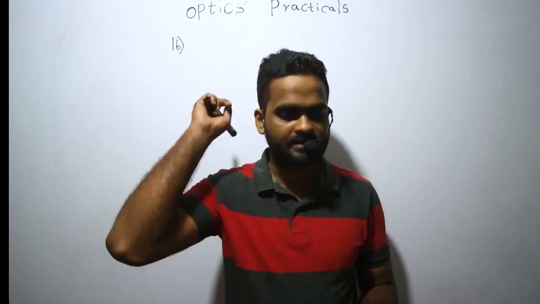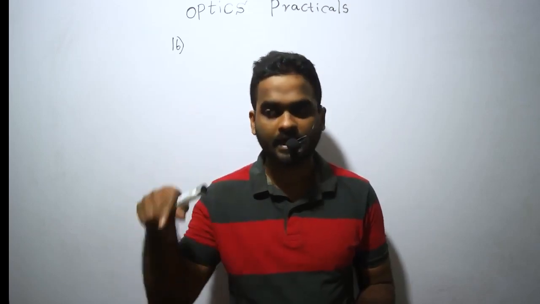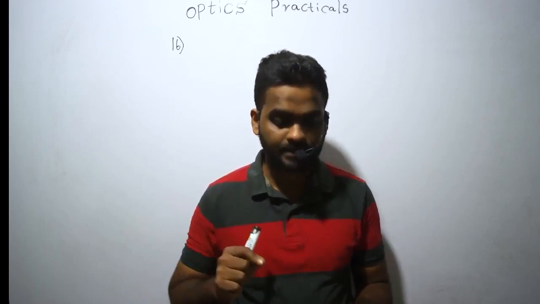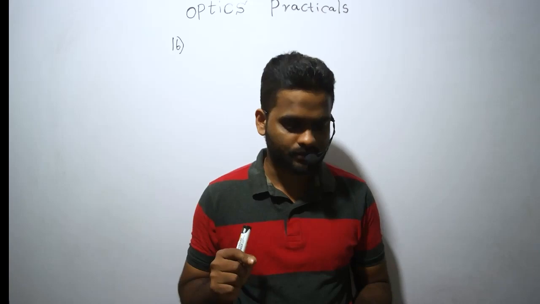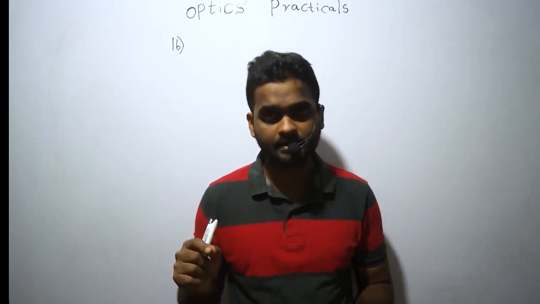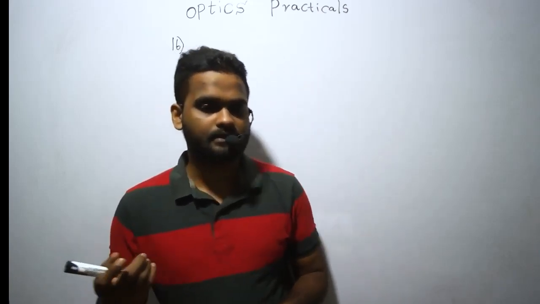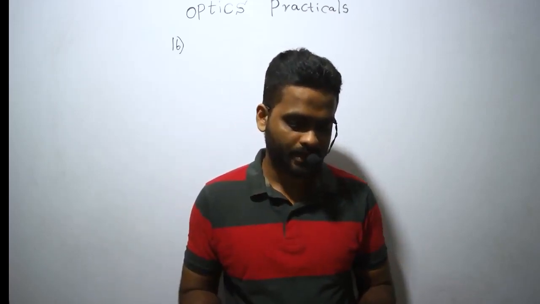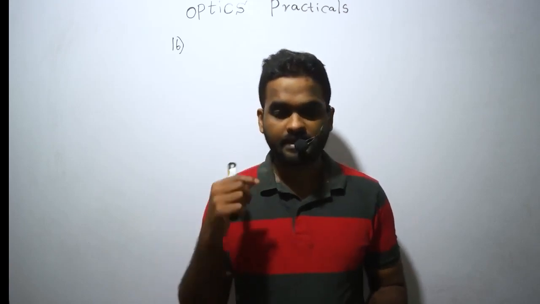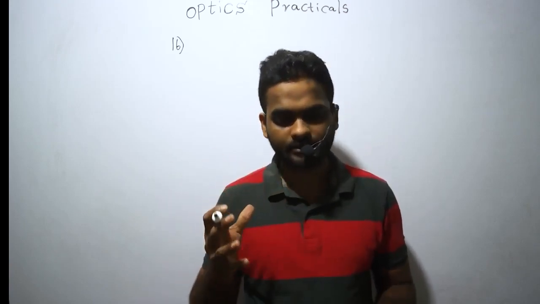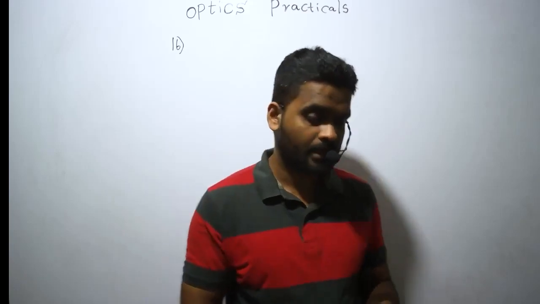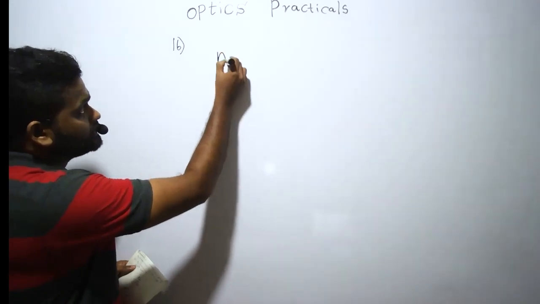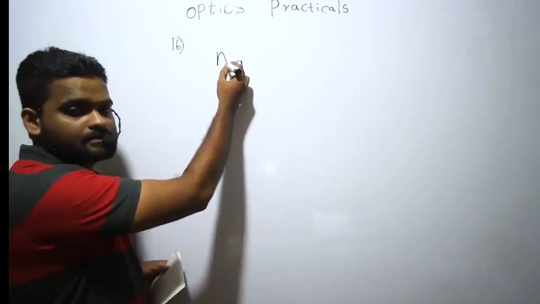So this is the 16th practical in the syllabus: determination of the refractive index of glass using the traveling microscope and a block of glass. For this practical, we need a traveling microscope and a block of glass. We discussed the traveling microscope earlier, but I'll briefly explain it. In this practical, we are going to find the refractive index of glass.